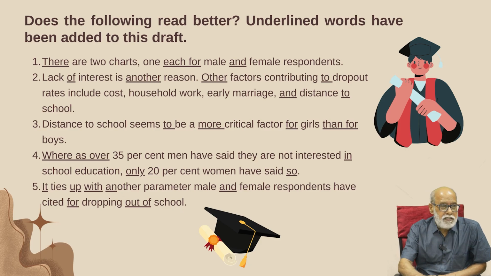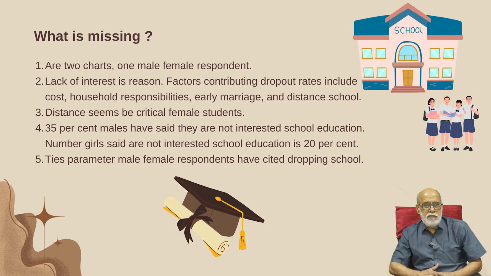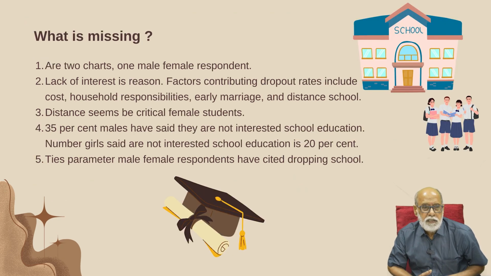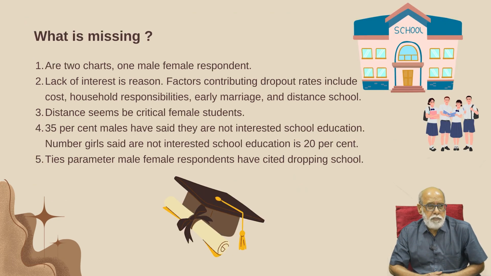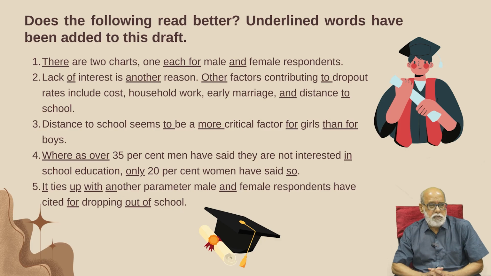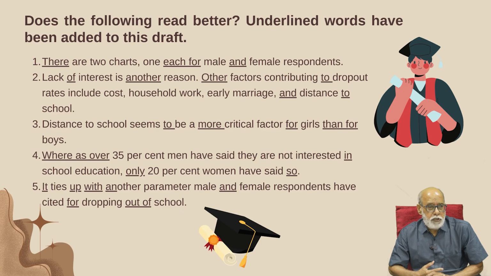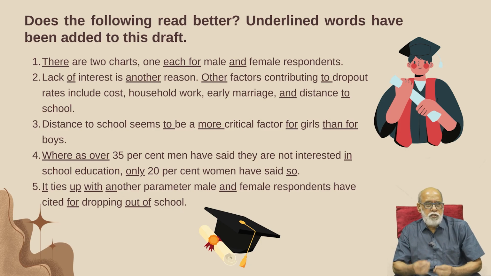Look at the earlier sentence. Lack of interest is reason, factors contributing. Okay, does it make sense? They're all like loose bogies in a shunting yard. But once you use structure words, lack of interest, then another, then other, then two, other factors contributing to dropout rates, then and to all of these things together.